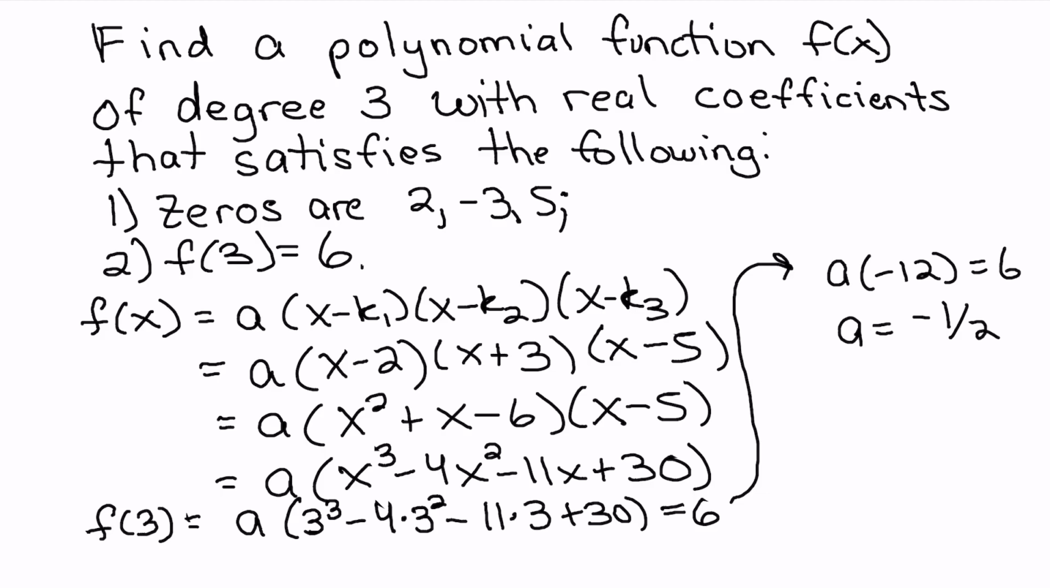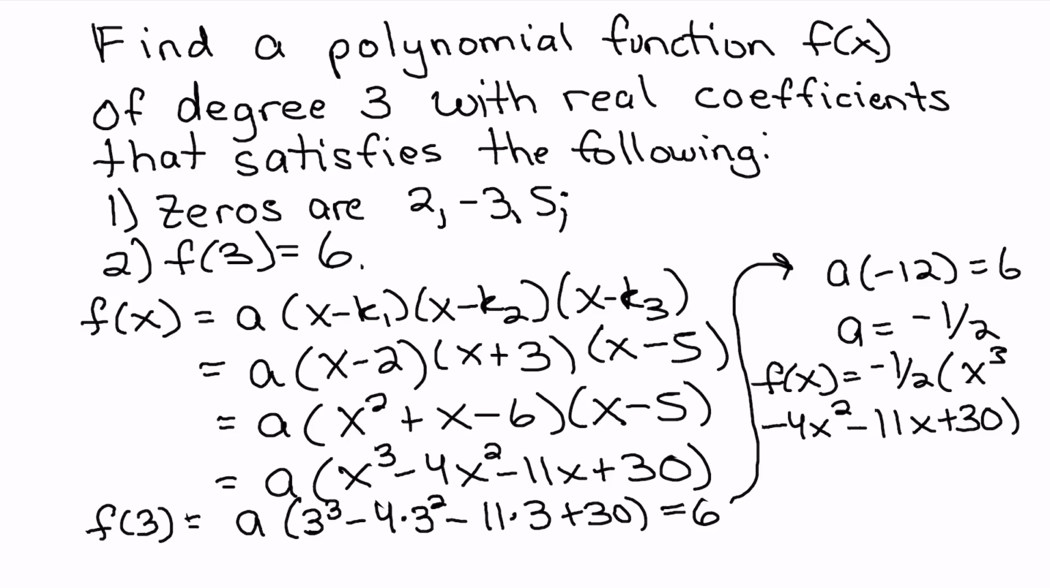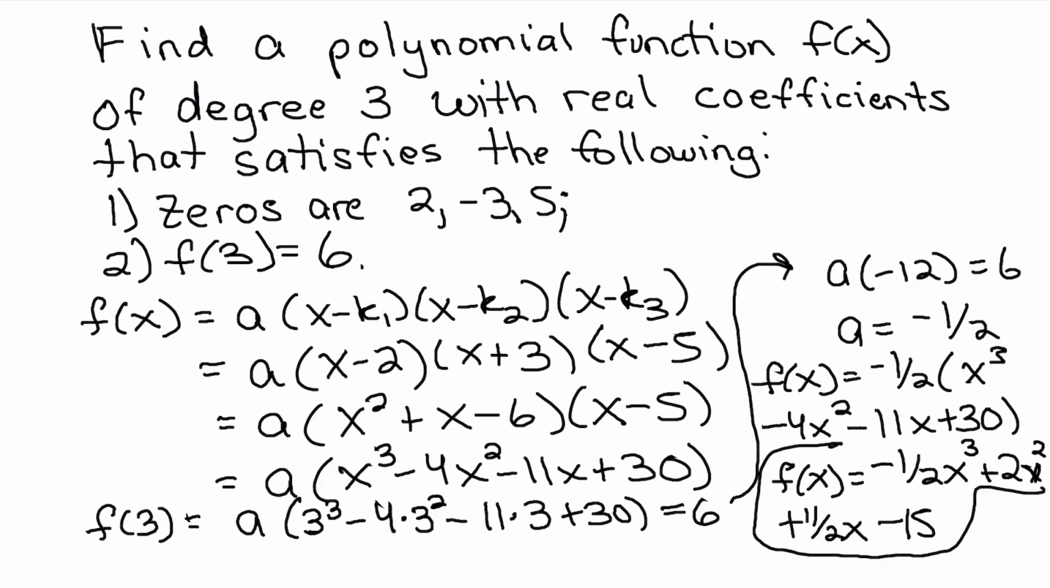So we can go back to write this function. We can say f of x equals negative 1/2 parentheses x cubed minus 4x squared minus 11x plus 30. And then we can always distribute the negative 1/2 and make this all nice and tidied up. So that we have negative 1/2 x cubed plus 2x squared plus 11/2 x minus 15. And that would be the official polynomial function. Nice cubic, which works out well. It's degree 3, so it should be a cubic function. So if you're asked to come up with the function, that's how it's done.